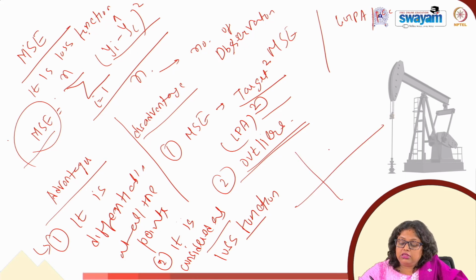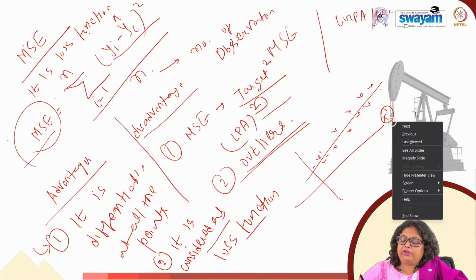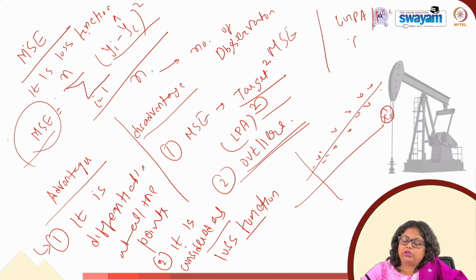Now you can see this one. Somewhere I have an outlier, and this is my best fit line. This is the best fit line I am considering, and this is the outlier I have, very far here. So when we take the square of the difference between the actual and target, it is a heavy penalty for the outlier. So this is the method.